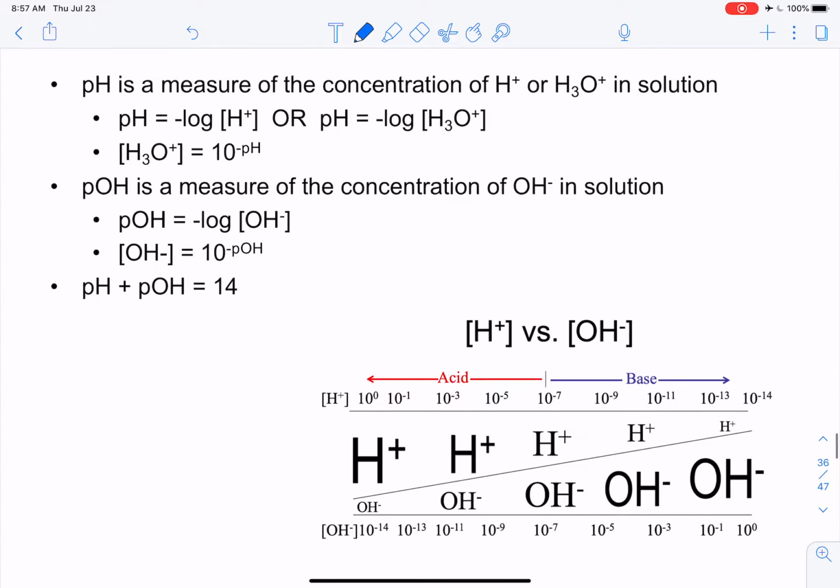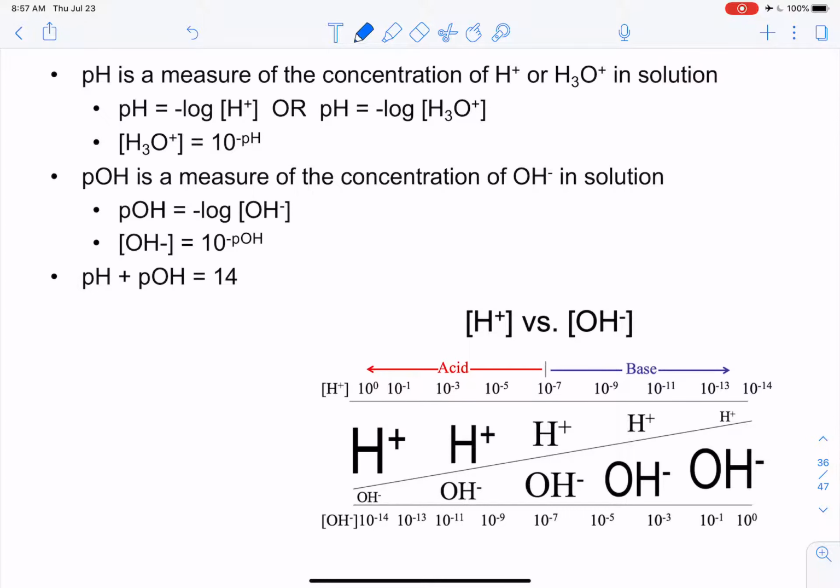So pH is a measure of the concentration of hydronium. And remember that we use H plus and H3O plus interchangeably. And how we figure out what the pH is of a solution is we say that the pH is the negative log of the concentration of hydronium. So you can say negative log of concentration of H plus or negative log of a concentration of H3O plus, either way. Now, what if we have the pH and we want to go backwards and we want to figure out what the concentration of the hydronium ion is in the solution? Well, we would do 10 to the negative pH.